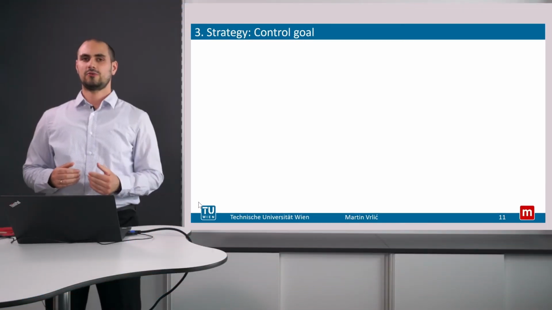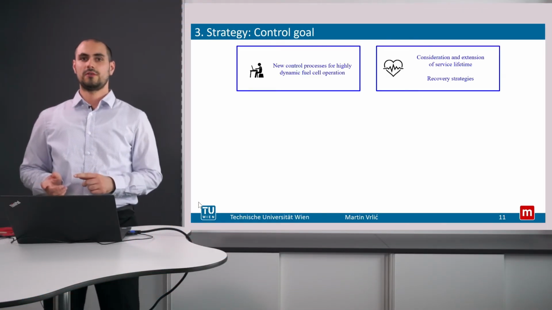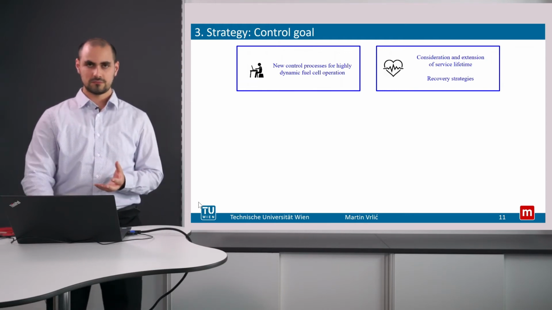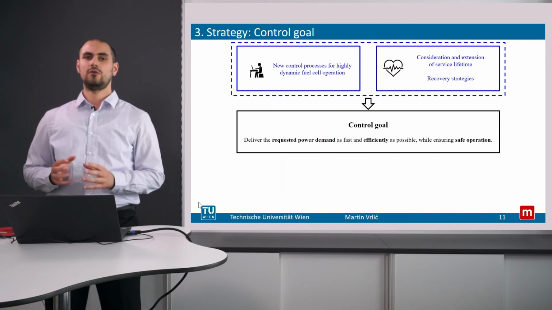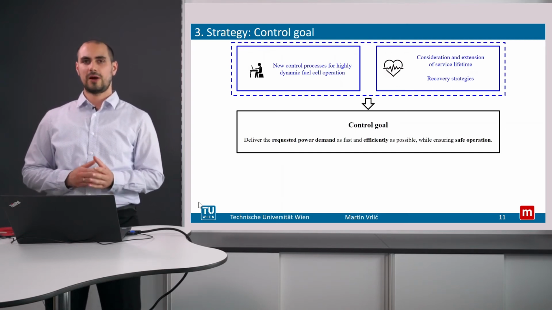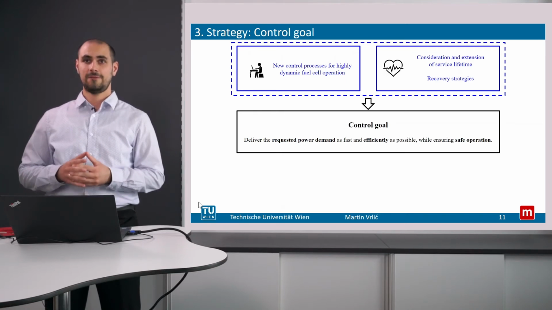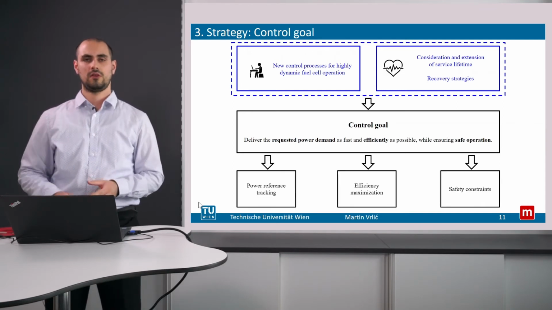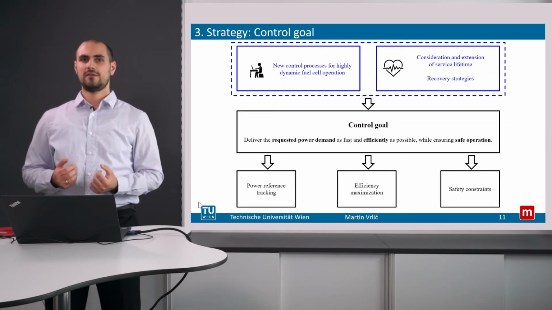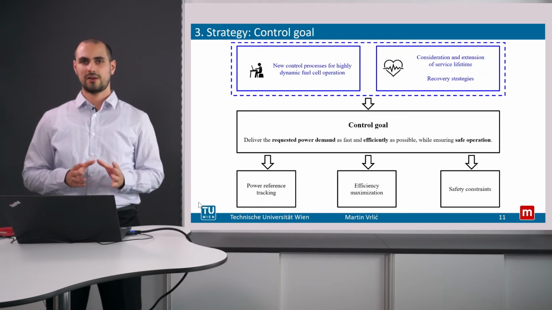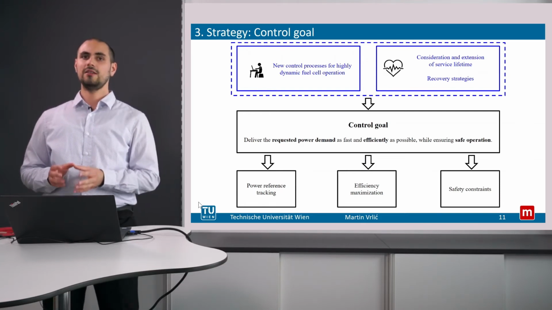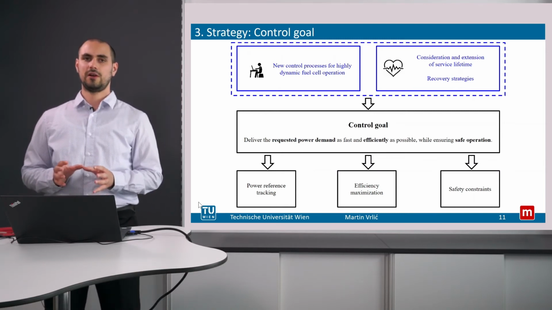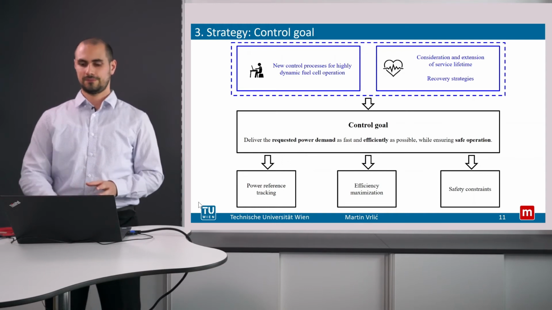Let's now define the control goal. The project goals are given here, and once we reformulate them, we can say the following. The control goal is to deliver the requested power demand as fast and efficiently as possible while ensuring safe operation. Which further means we need to do power reference tracking, efficiency maximization, and we need to respect all the safety constraints. This is the goal that we have to fulfill with our controller for fuel cell systems.